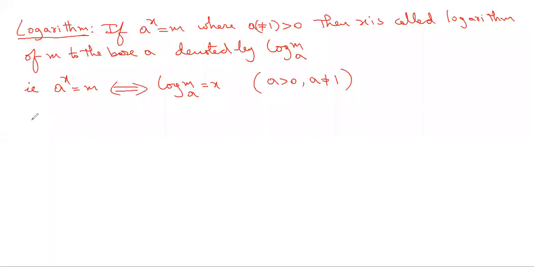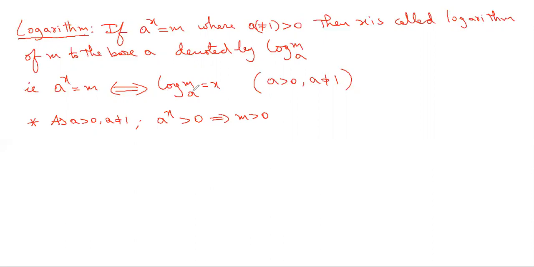Automatically, we'll get one more observation. What is that? As a greater than 0 and a not equal to 1, a power x is always a positive number. For a positive base, irrespective of whether the power is negative or positive, the value is always positive. A power x is always positive. That implies m is always greater than 0. That means logarithm is defined only for the positive numbers.